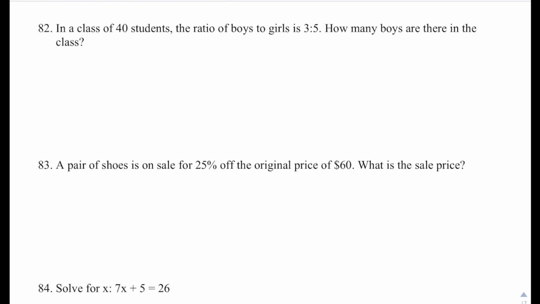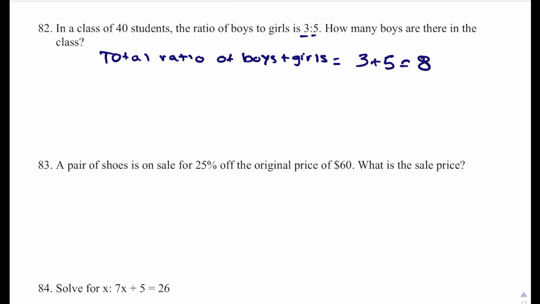In a class of 40 students, the ratio of boys to girls is 3 to 5. How many boys are there in the class? All right, so the total ratio of boys and girls equals 3 plus 5, so 8 is the total ratio. So each part represents 40 over 8 because our total number of students is 40. So we take the total number of students and we divide it by the total ratio, which is 8. So which means each part of this ratio is 5 students.